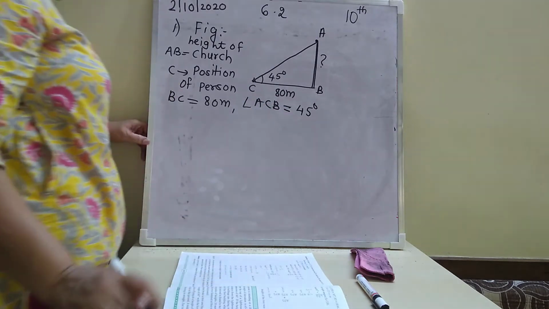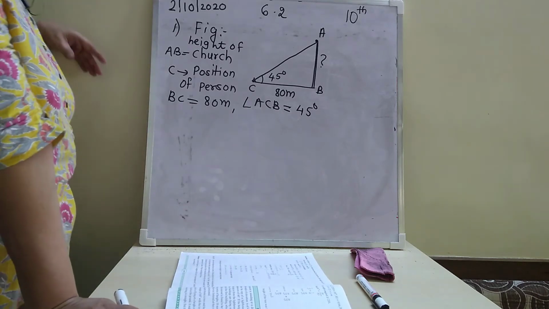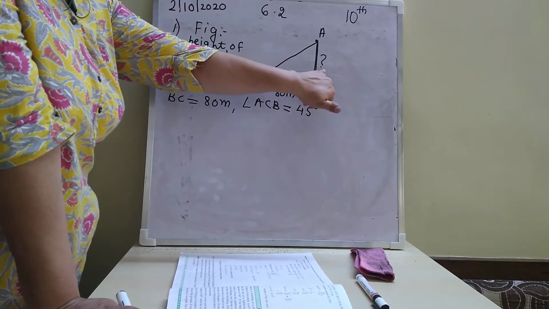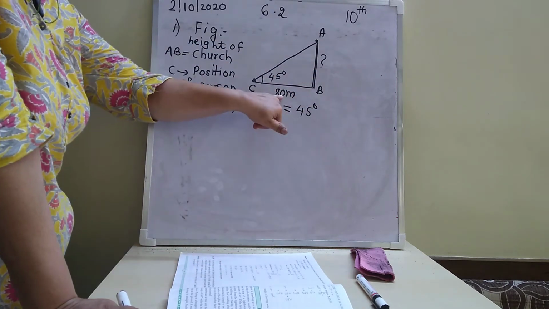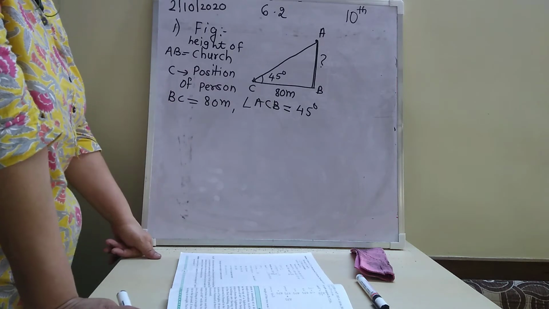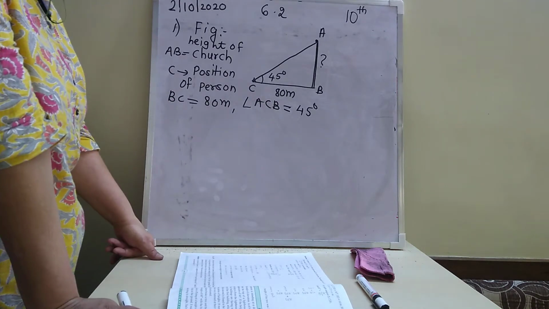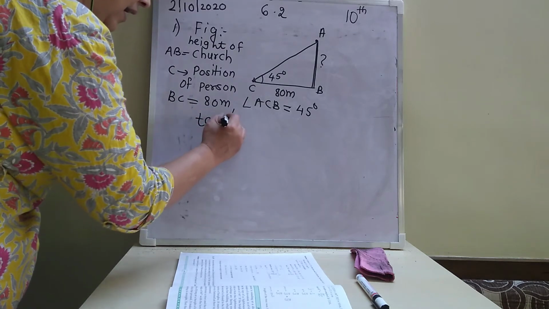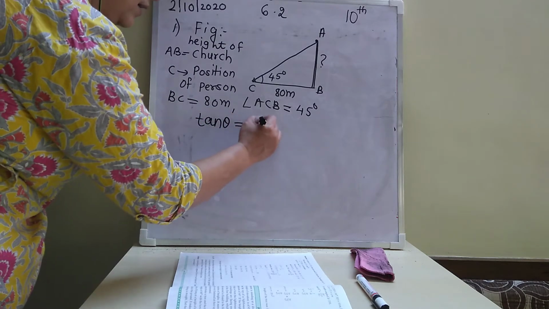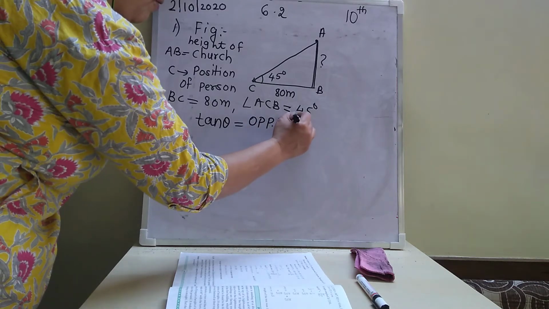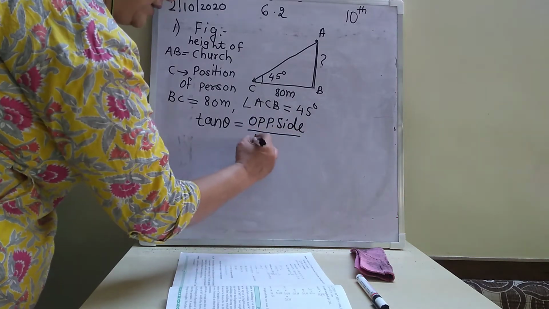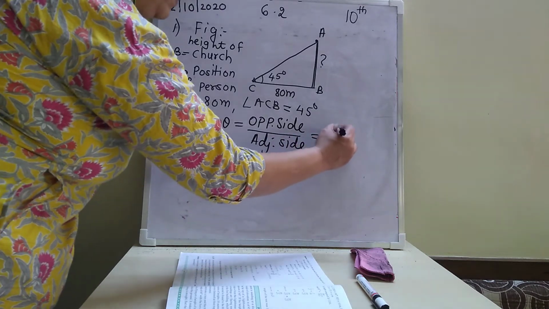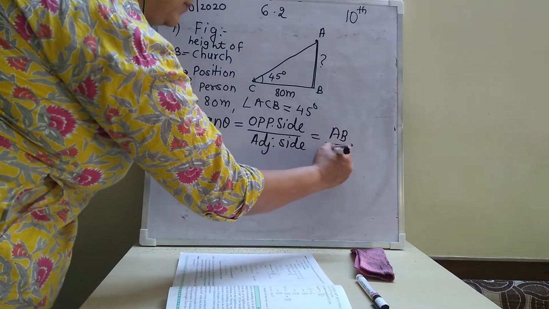Now which trigonometric ratio do you get with the opposite? The 45 degree angle is given. This is the opposite of 45, and this is the adjacent of 45. So which trigonometric ratio gives you opposite upon adjacent? So we get the tan ratio. You write tan theta is equal to opposite side upon adjacent side, correct? Which is the opposite? AB upon BC.